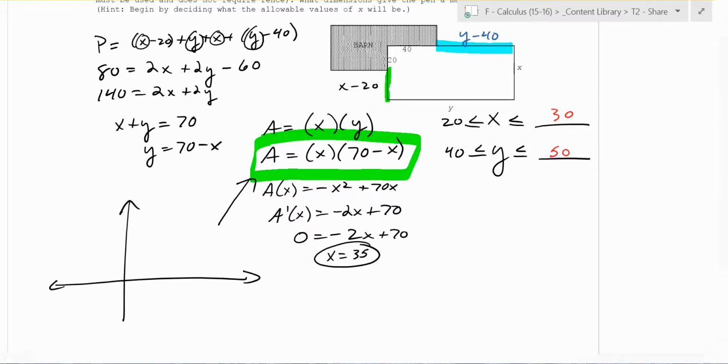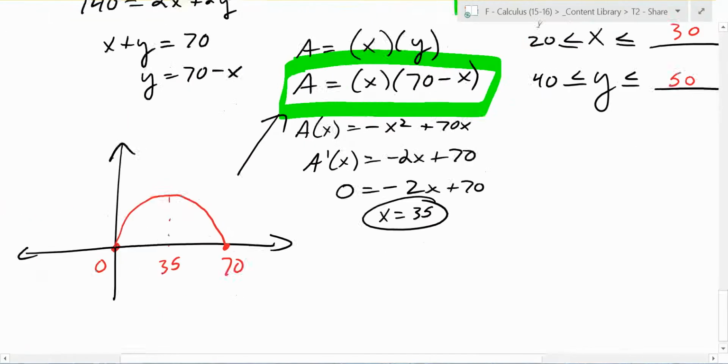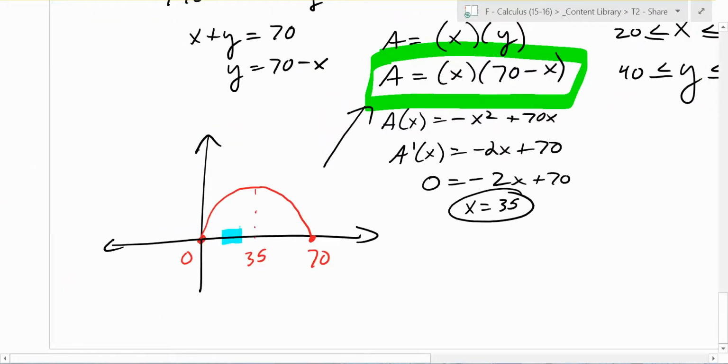Down. Down, and it crosses at 0 and then 70. It goes up like this. That's a terrible parabola. I'm sorry about that. Something like that. And where's the maximum occur? But can X be 35? No, it can only be from what to what? 20 to 30. So 20 to 30 is like right there.